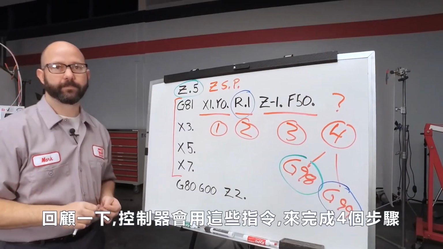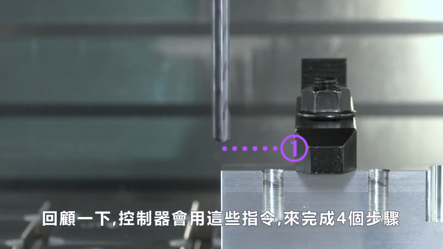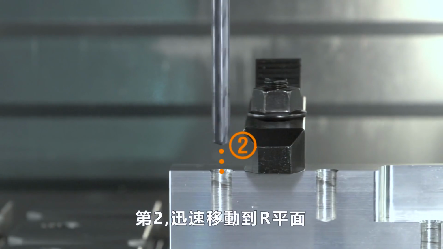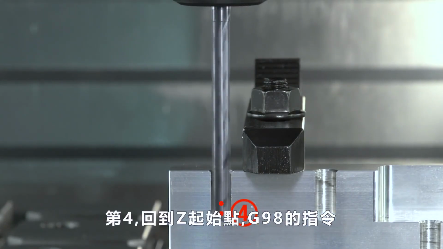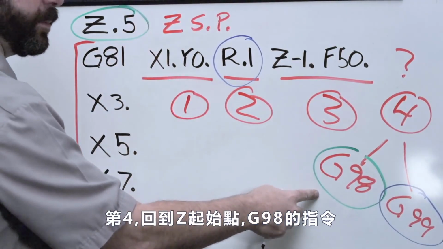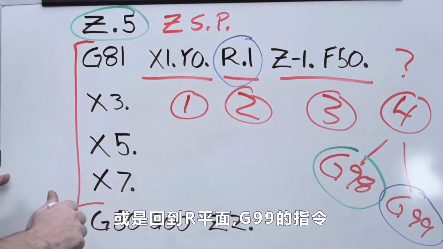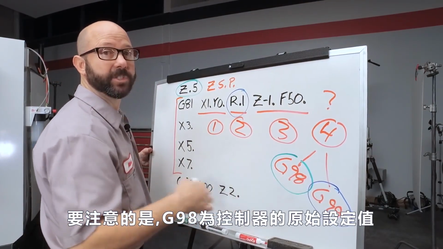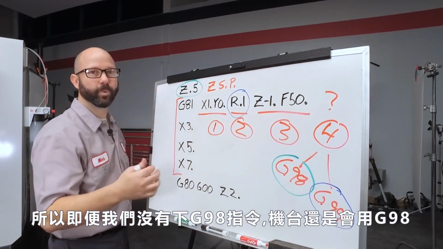To recap, the control is going to use the same order of operations for all these holes. 1, 2, 3, 4. First, it's going to position the XY. Second, it's going to rapid to the R plane. Third, it's going to feed to our Z depth. And fourth, it's going to either rapid back to our Z starting position if a G98 was commanded, or it's going to rapid back to our R plane if a G99 was commanded. Now it's worth noting that G98 is used by the control by default. So even though we haven't commanded a G98, we're still using it.